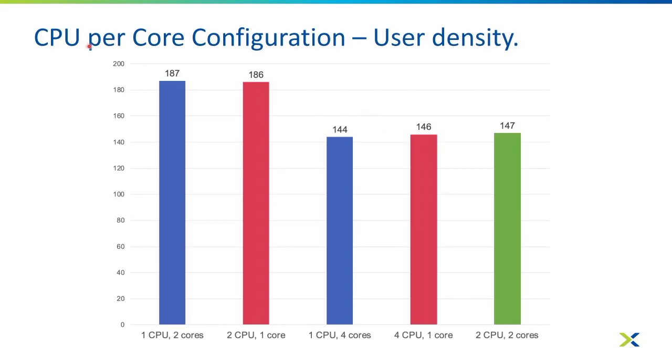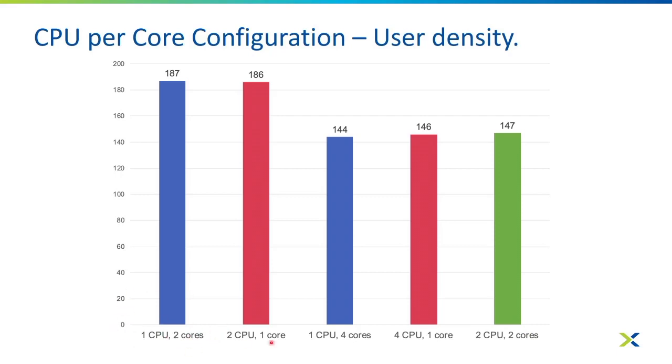Then when we come to CPU per core configuration, another question that often comes up is, do I configure those virtual machines with a single CPU and 2 cores, or 2 CPUs and 1 core, for example? If we look at the bottom line, the next 3 columns, 3, 4, and 5, it could be, do I configure it with 1 CPU and 4 cores, or 4 CPU, 1 core, and 2 CPU, 2 core?